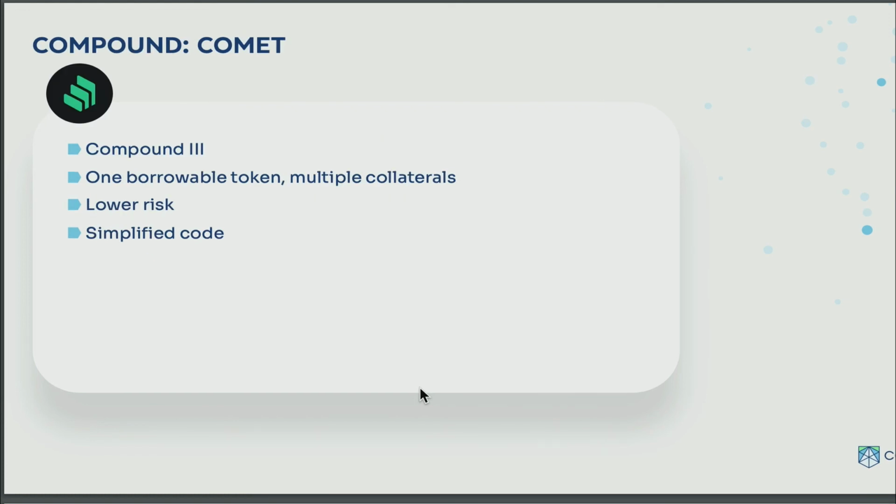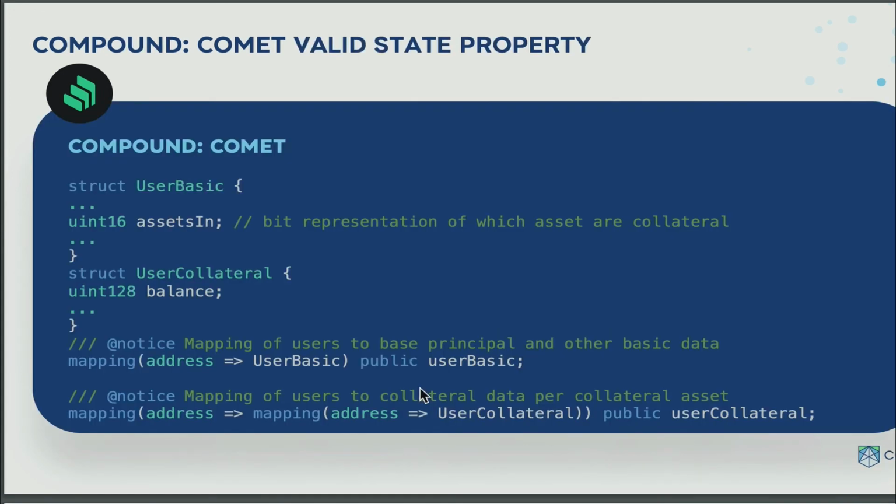So here's an example from Compound V3 that Jared told us about. The code has been simplified compared to Compound 2, but still has a lot of optimization and nice features. So a valid state property here.